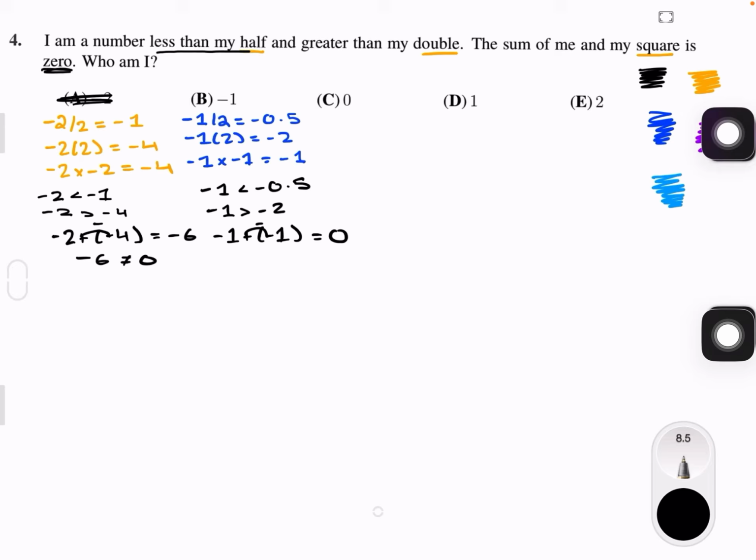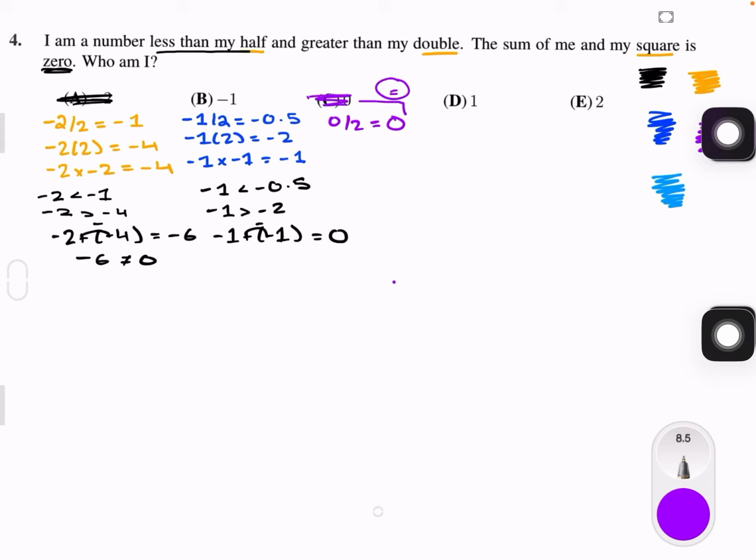But let's check C, D, and E just to make sure. So looking at 0, the half for 0 is that there isn't really a half. It's just 0. So we know straight away that this cannot be the answer because the number has to be less than its half, and this is equal. So C cannot be the answer.